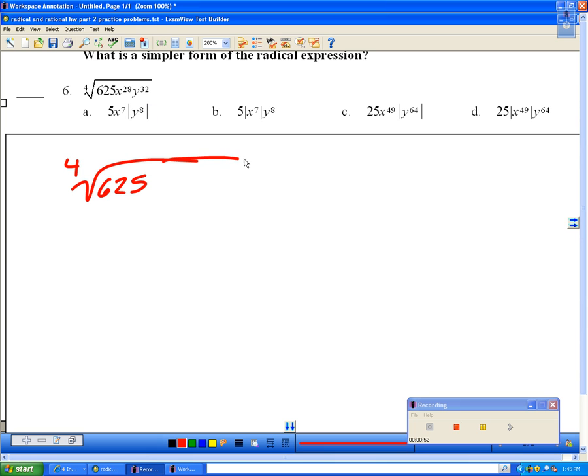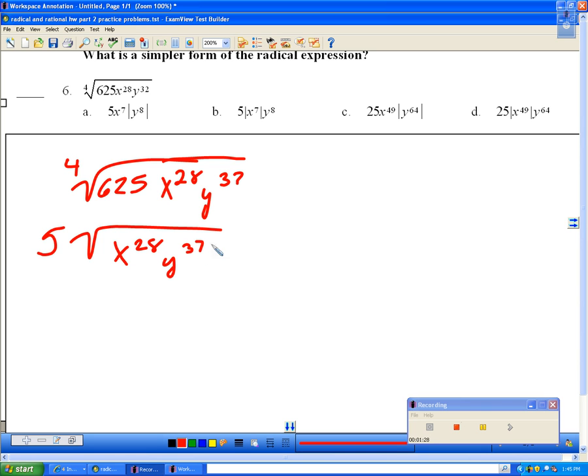We're looking for the fourth root of 625, x to the 28th, y to the 32nd, and we're looking for a way to simplify that expression. So you pause the video, try to work it out. I, on the other hand, am going to go ahead and work it. So I know that the fourth root of 625 is 5, because 5 times 5 times 5 times 5 gives me 625. So I'm going to rewrite this expression with the 5 outside of the rest of that radical.